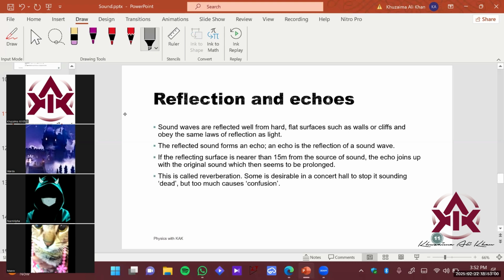Let's start this formally now. Sound waves are reflected well from hard, flat surfaces such as walls or cliffs, and they obey the same law of reflection as light. An echo is the reflection of a sound wave, right? If the reflecting surface is nearer than 15 meters from the source of the sound, the echo joins up with the original sound, which then seems to be prolonged, right?